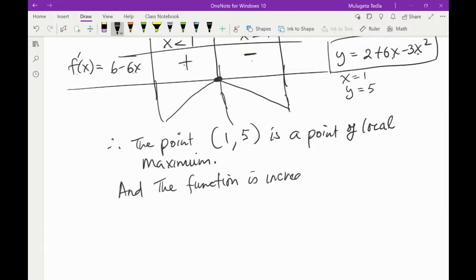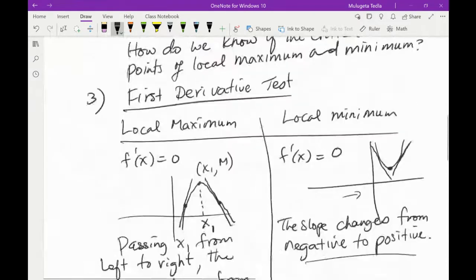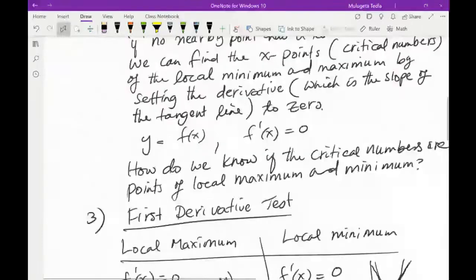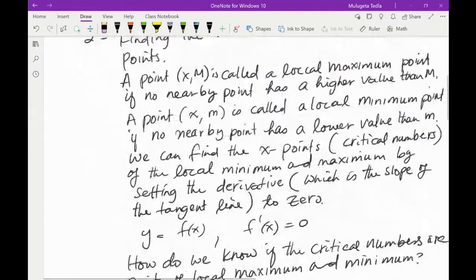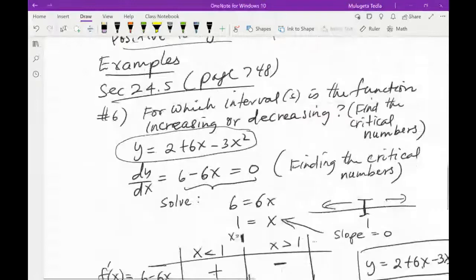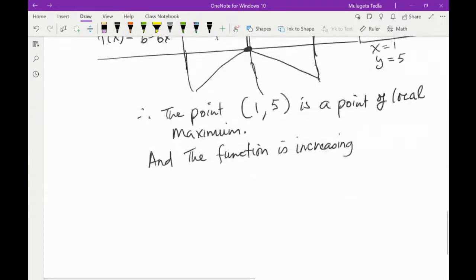Increasing where? Increasing where there is positive slope by our definition. Remember our definition? If it has positive slope, it's increasing in our chart here. If it has negative slope, it's decreasing. Okay, so where is the slope? The slope is already determined on this chart. The slope is positive, meaning that it is increasing.